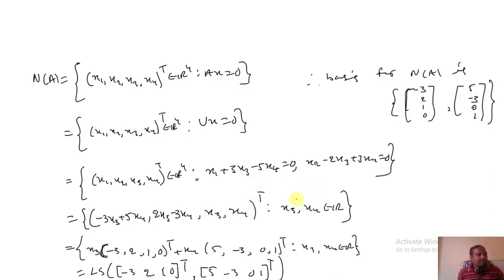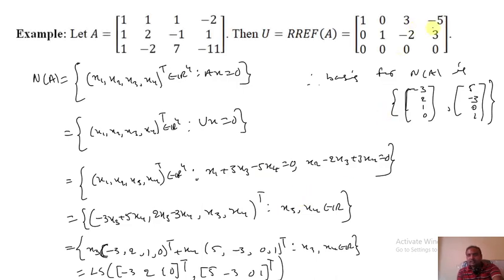Here, what is the number of free variables? 2 free variables. Now take one free variable as 1 and the remaining free variable as 0. Take x3 is 1, x4 is 0. Corresponding to that, we will get this vector. Another way: suppose x4 is 1 and x3 is 0. Corresponding to that, we will get this one. Or you can go for solving. This is the null space.